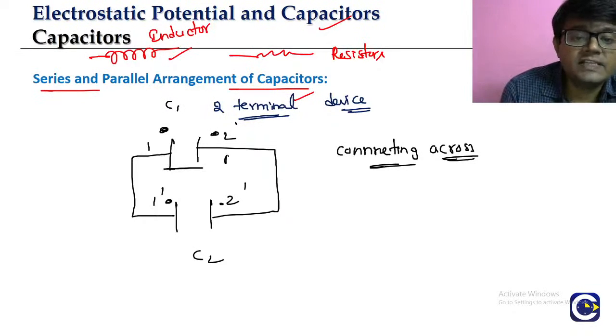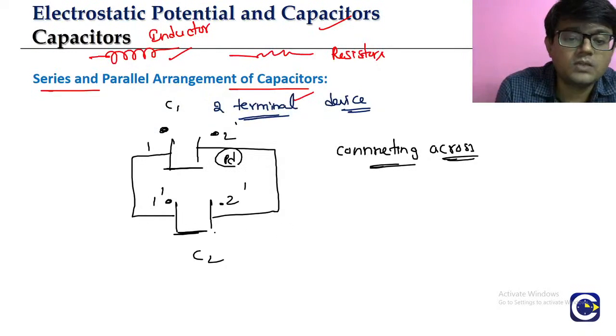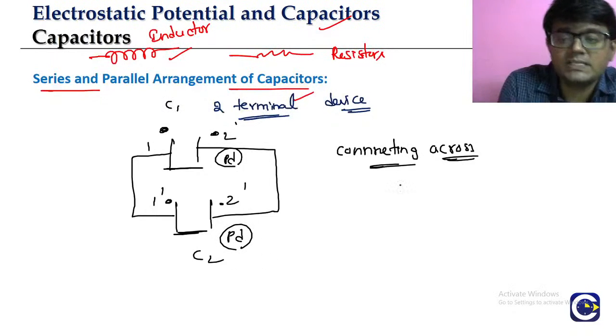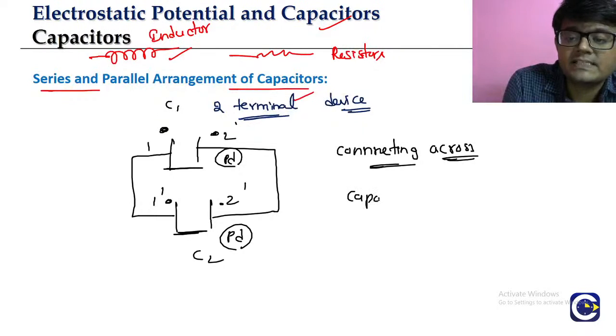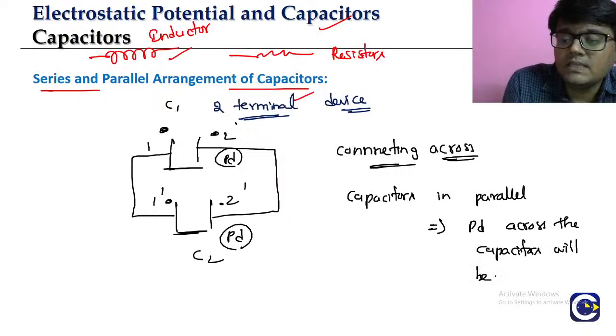The potential difference across C1 is equal to the potential difference across C2. So if we have capacitors in a parallel arrangement, we will see that the potential difference across the capacitors will be the same. Okay? So this is the idea.